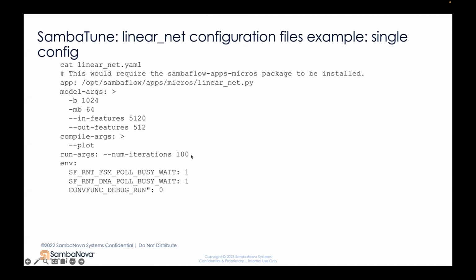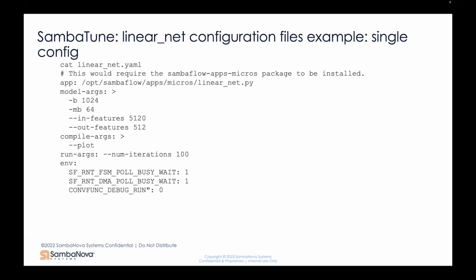Then you'll see these environment variables frequently, and basically this is a poll busy wait. You can tell it whether you want it to either spin or sleep when waiting on the direct memory access or the FSM, in which case we typically want it to spin. We're not stressing out the x86 side of our hardware, so for the bits of code running on the host, it makes more sense to spin than to sleep while waiting to get something back from the RDUs.